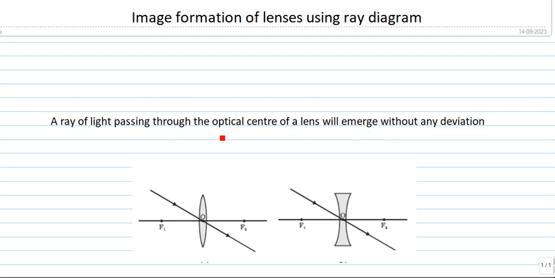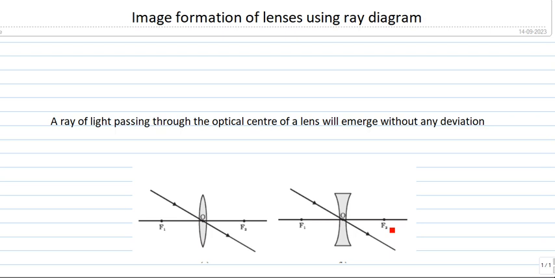A ray of light passing through the optical center of the lens will emerge without any deviation after refraction. So this ray of light which passes through O, the optical center of the lens, will pass without any deviation for both the cases, for both convex and concave lens. So these 3 points we have to remember when we draw a ray diagram.